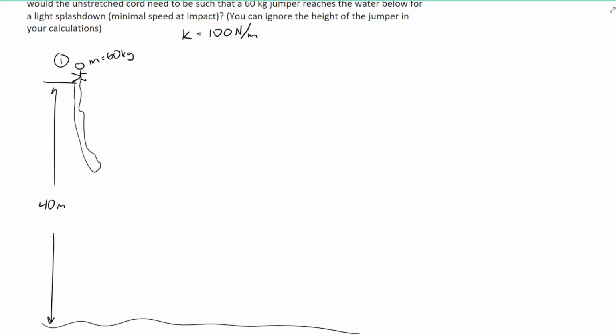Does he have energy? Well, he certainly does, right? He's elevated. Is he moving? No. Is he stretching or compressing that bungee cord? No. Right? So we can say at position 1, we are all GPE.